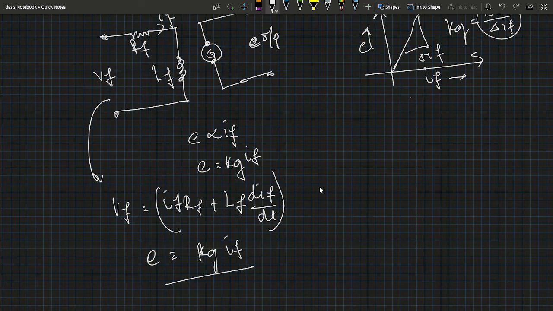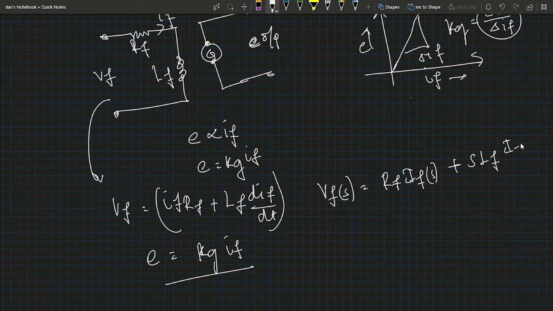Okay, so now the Laplace equivalent equation is VF(s) equals RF into IF(s) plus s into LF into IF(s), and E(s) equals Kg into IF(s). Okay, this is a very important equation.